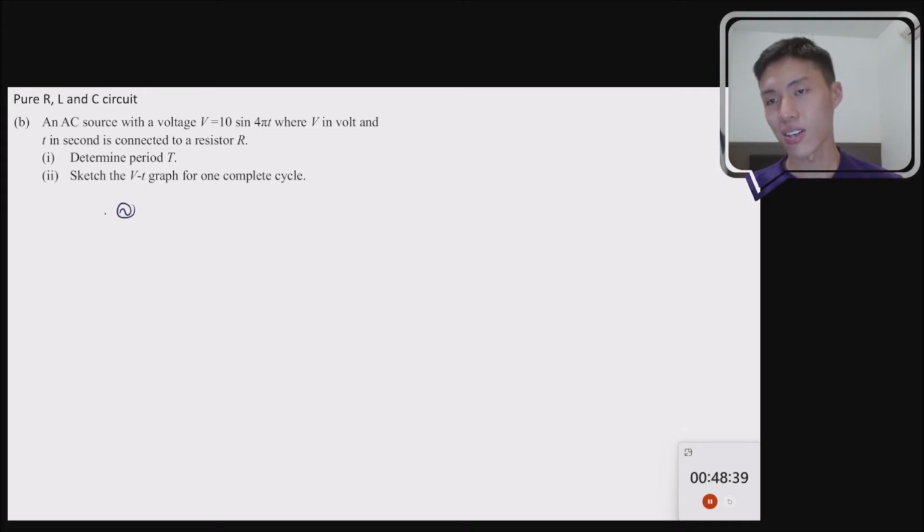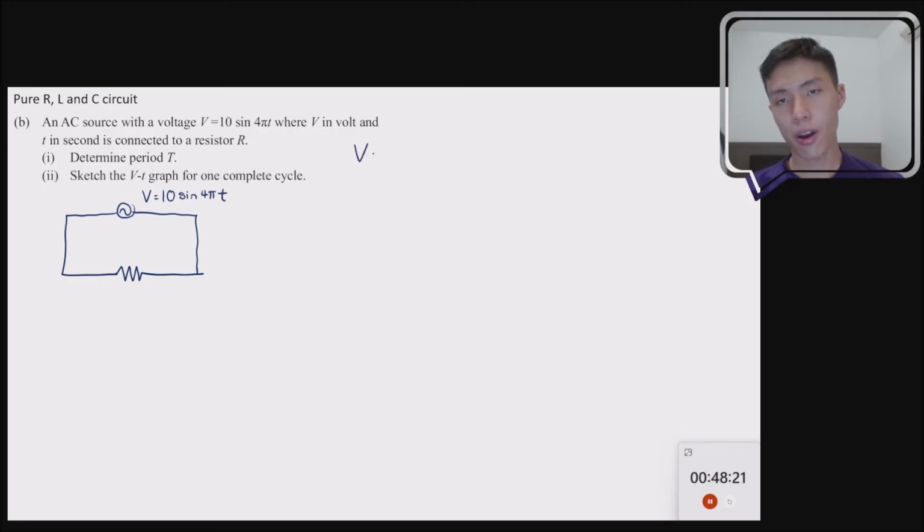Okay, so this one is an accumulator. You're connecting it to a pure R, there's only a resistor. Then the information they give you here is V is equal to 10 sine 4 pi t. Always remember, when you get an equation like this, compare it with the general equation. So this is the equation for this particular circuit. You compare it to the general equation, V is equal to V0 sine omega t. We can make a comparison and say that V0 is equal to 10 volt. At the same time, we can see that omega is equal to 4 pi radian per second.